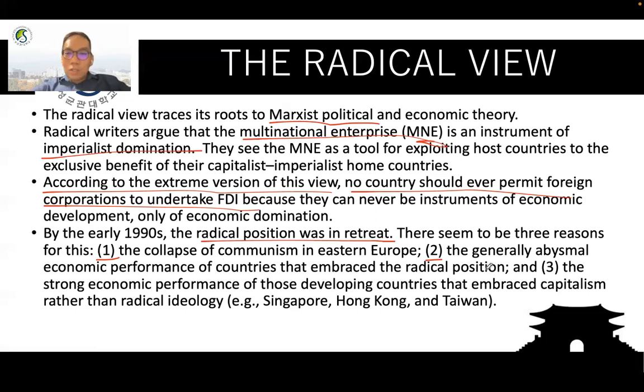Okay? Also, I think the second one is even more rational. Generally abysmal economic performance of countries that embrace this kind of radical position. So we can verify quickly that these socialistic countries, communist countries, are not doing well, right? That's why even communist countries in the world, like Vietnam and China, are opening up their economies, right? Politically, they remain closed because they want to hold on to power. Of course, they want to have a strong grip on power. But in terms of economy, they want to make sure that their countries somehow prosper.